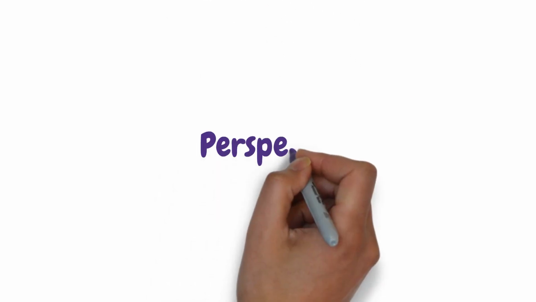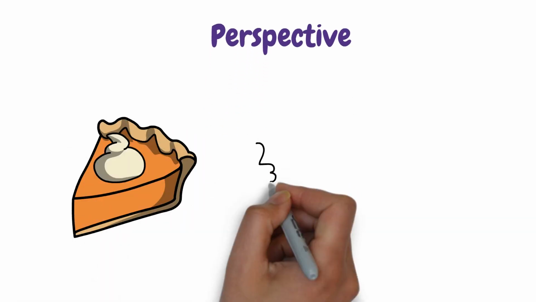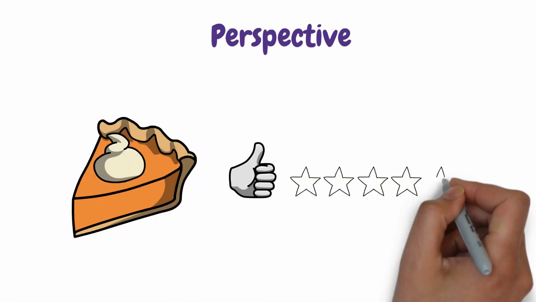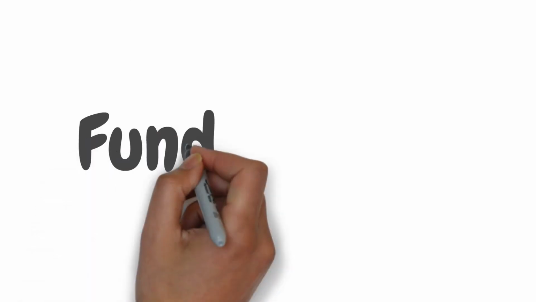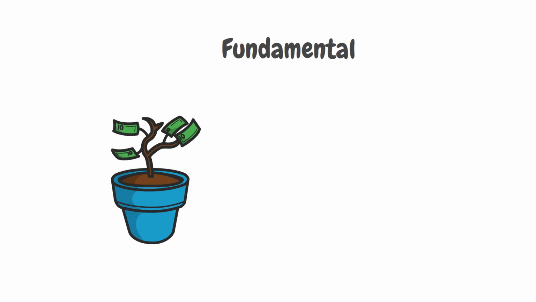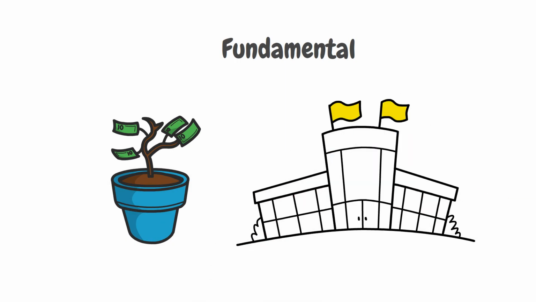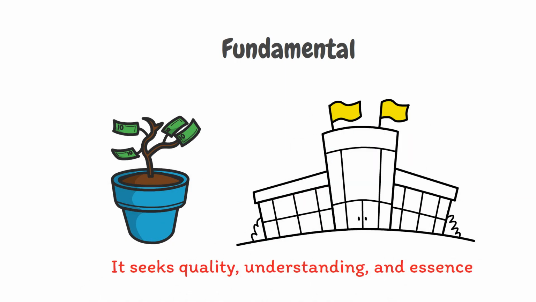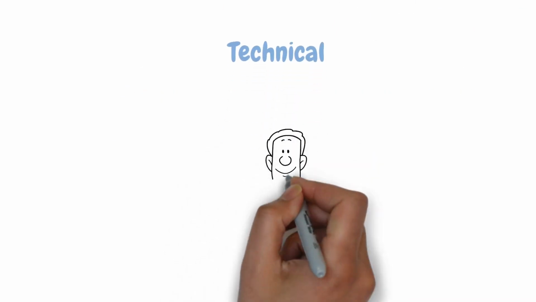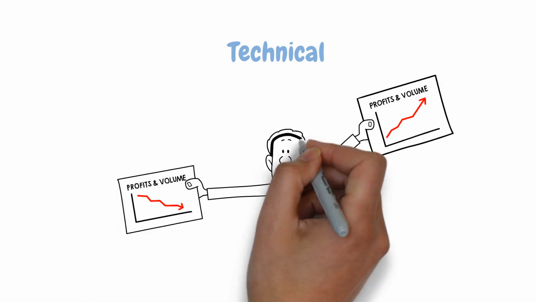Perspective. When deciding if a pastry is worth buying, do you taste it, quality, or observe its popularity, demand? Fundamental. It's all about intrinsic value. What is the true worth of the company? It seeks quality, understanding, and essence. Technical. Moves with the rhythm of the market. It's about price movements and gauging the mood or sentiment of the market players.